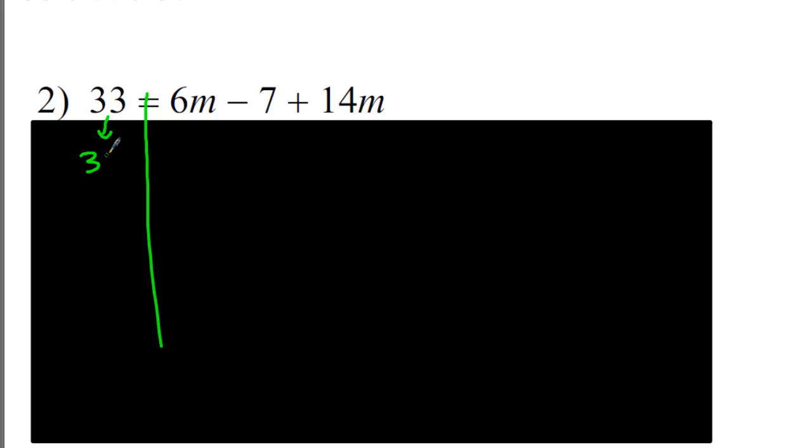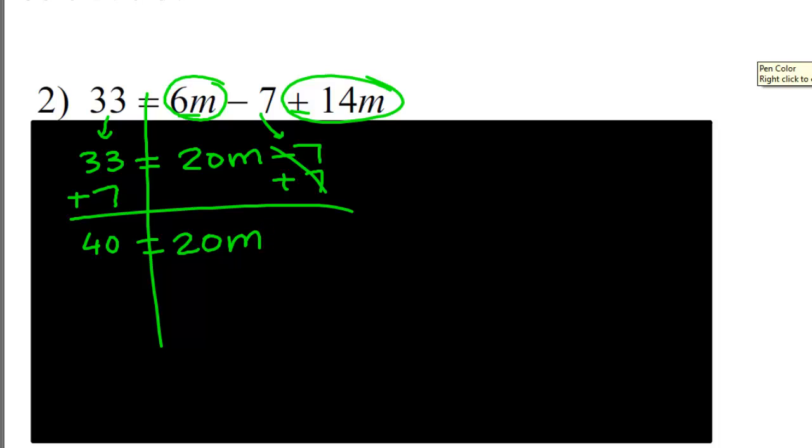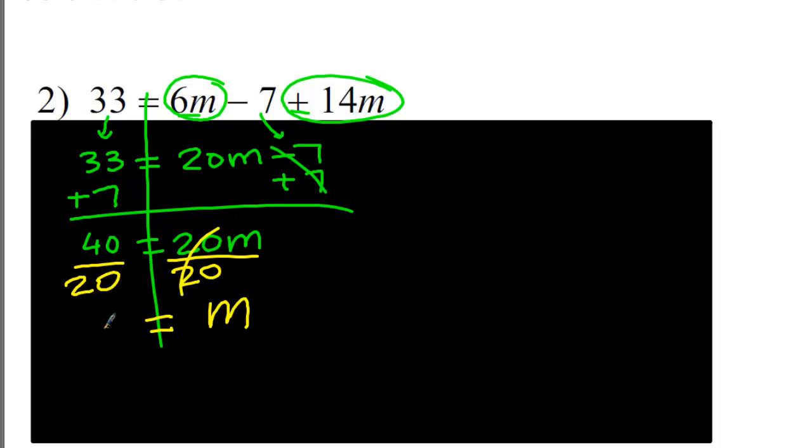We write 33. We can put together 6m and 14m. 6 plus 14 is 20m. We write minus 7 on the same line. Next, eliminate the 7, because the 33 has no m. So that's 40 equals 20 times m. Next, you have only 2 terms left. So divide by 20 on each side. Alright. So m equals 2.